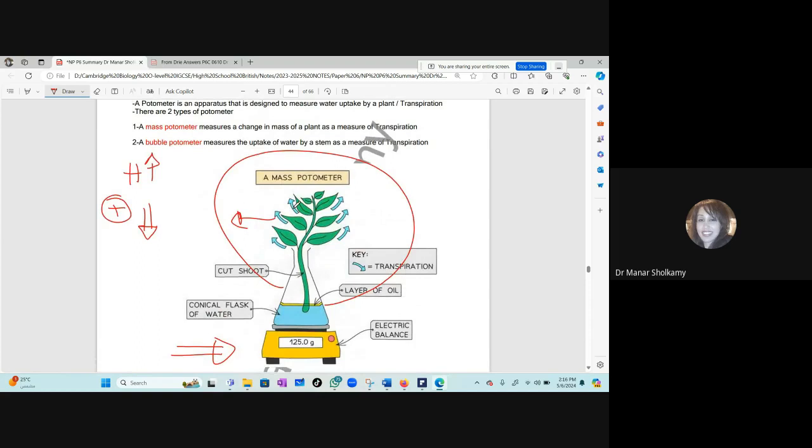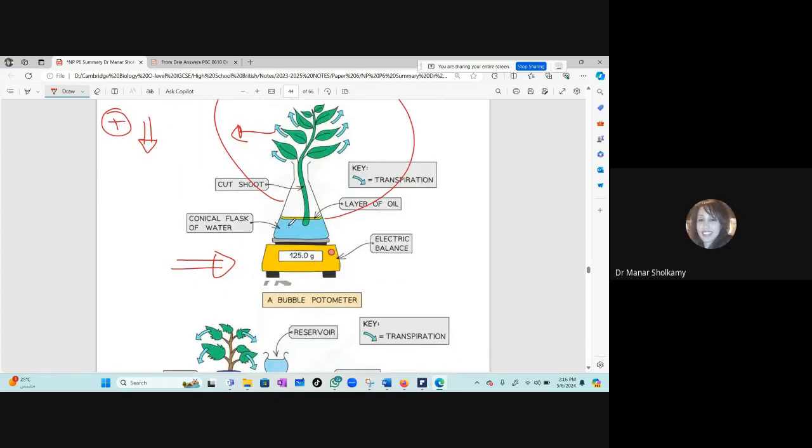How do I change the light? Now this is so easy. Lamp. Correct. The distance from a lamp. How do I change the wind speed? Fan. Very good. Perfect. How do I change the temperature?